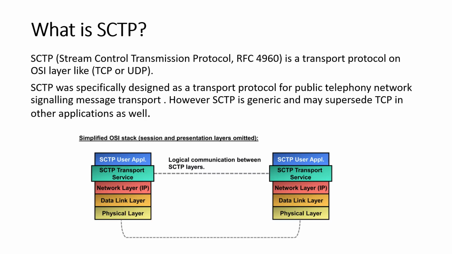What is SCTP? SCTP means Stream Control Transmission Protocol. It's a transport protocol on the OSI layer like TCP or UDP. SCTP is a message-oriented, reliable transport protocol, and it was originally designed for signaling in telephony, but is now used in a range of applications, including web and IoT. SCTP offers some unique features like multi-streaming and multi-homing, which we'll discuss shortly.